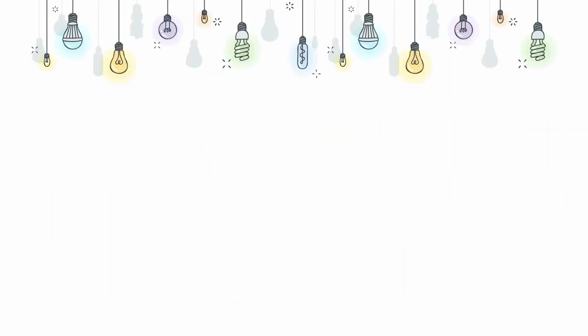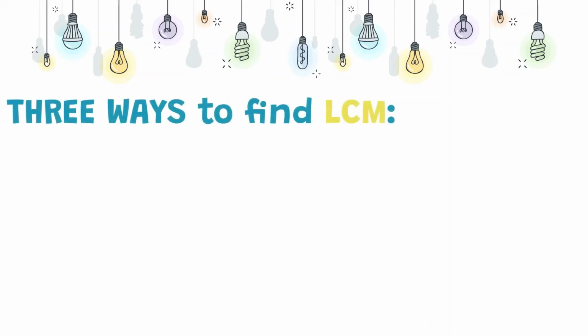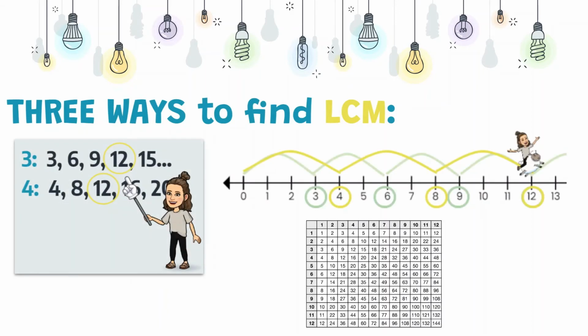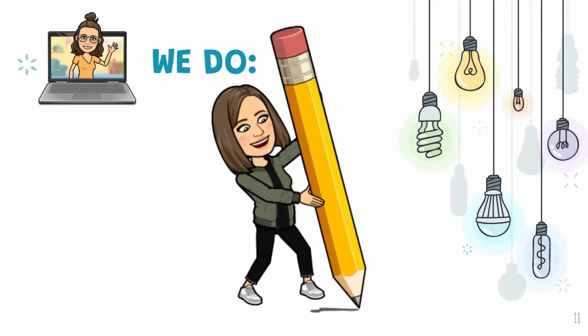We've reviewed 3 ways to find the LCM. Make a list, use a number line to skip count, or use a multiplication chart. Now you know. It's time to do one together.